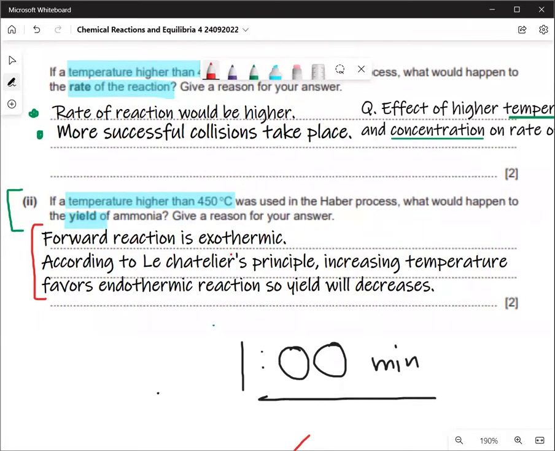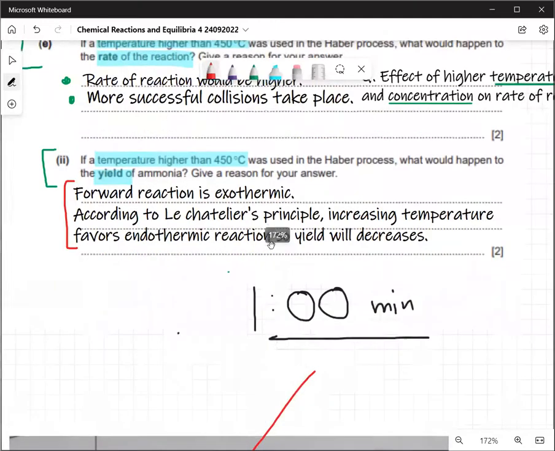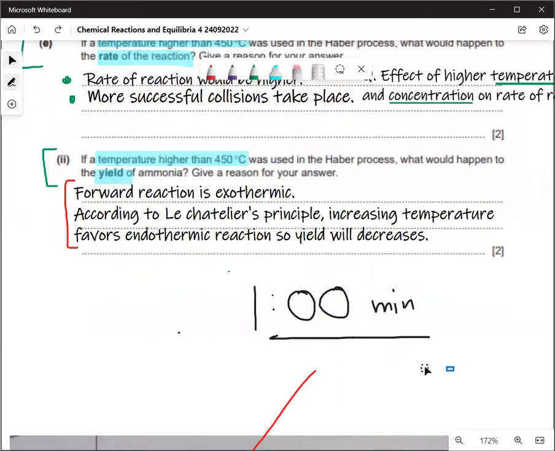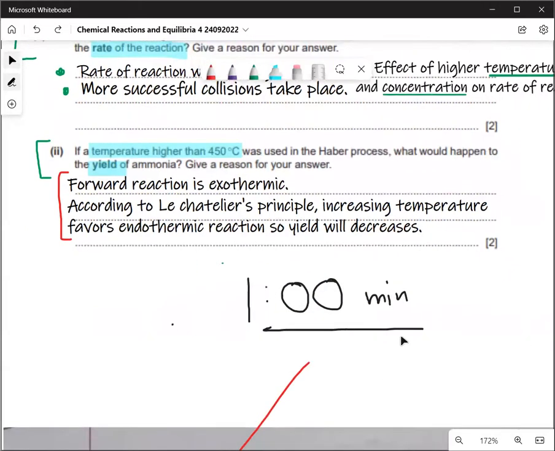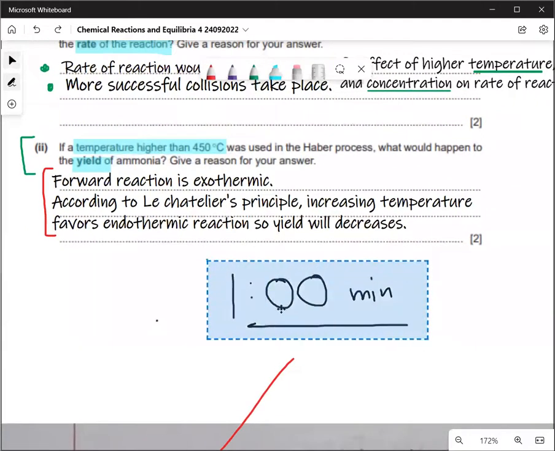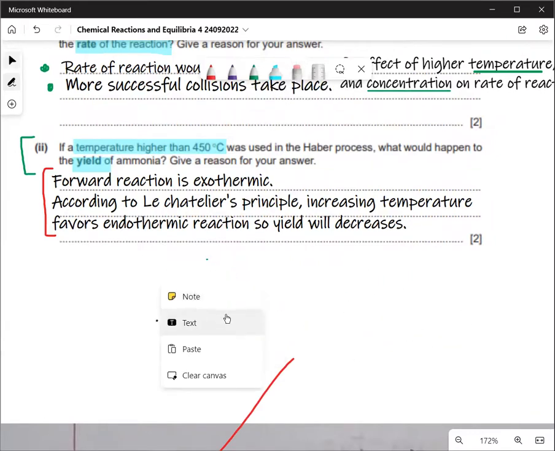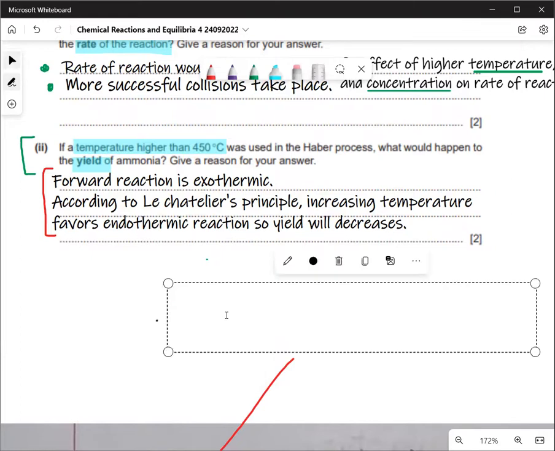Zara, what does exothermic mean? Giving out heat. So it is giving out heat, right? Exothermic. Just a second. What we realize is, just remember this, exothermic reaction.